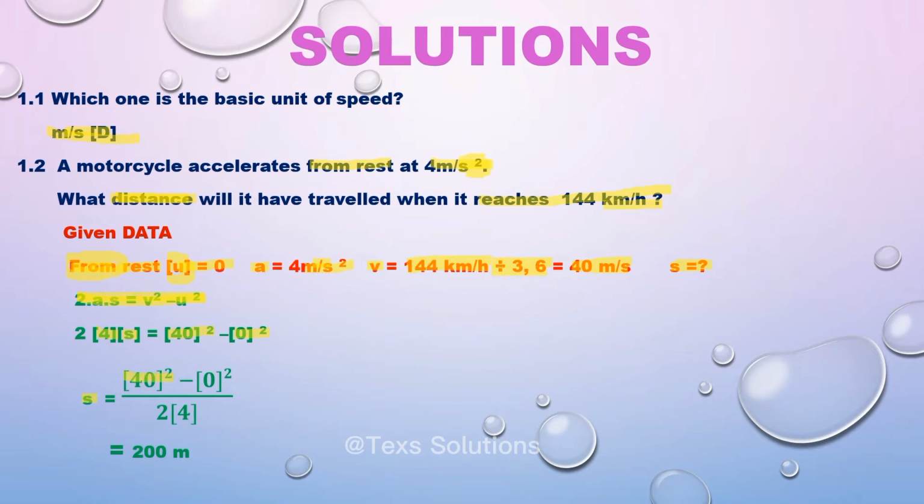So my distance now becomes 40 squared minus 0 squared over 2 times 4. How did I get that as the subject of the formula? I want to find S. Since I am multiplying here, I need to do the opposite of multiplication, which is division, which means I would need to divide both sides by 2a. That is why it is 40 squared minus 0 squared divided by 2 times 4, and 2a we said is 2 times 4, where a is your acceleration. When I input this into the calculator, I should get my answer: the distance is equal to 200 meters.